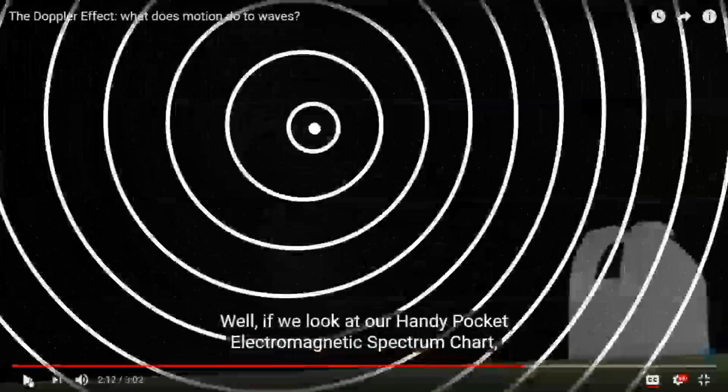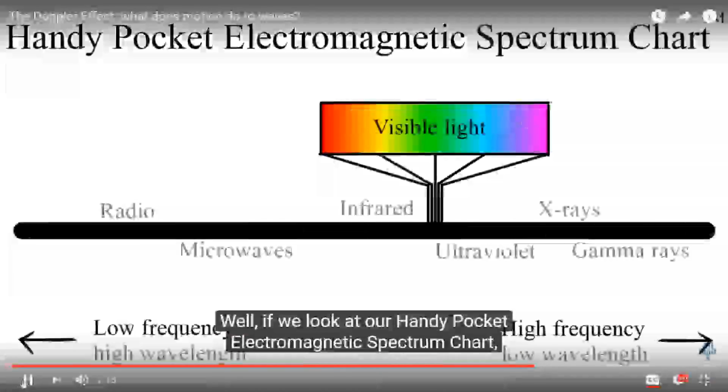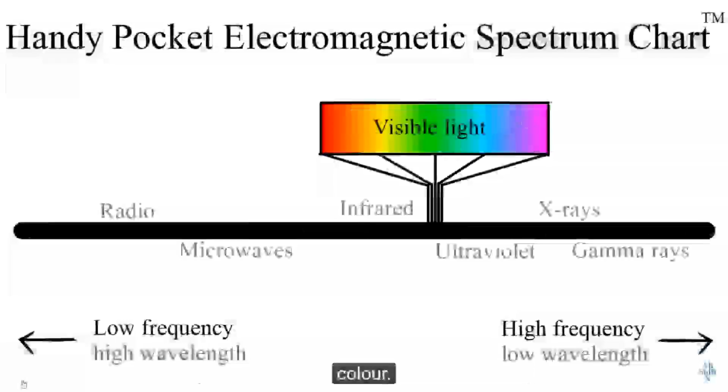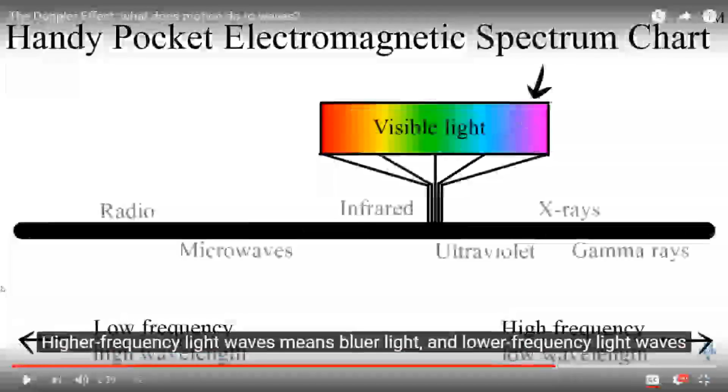We have not gotten to light yet. We will get there soon, okay? After spring break in a couple days, we will get there. But I want you to just be exposed to this and see it because you're going to need it in a minute anyway. Well, if we look at our handy pocket electromagnetic spectrum chart, we'll see that a small change in frequency for visible light will change its color. Have you seen that before? Have you seen the spectrum before? I saw it every day when I walked in.